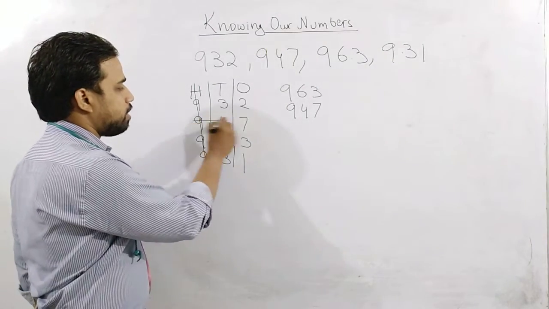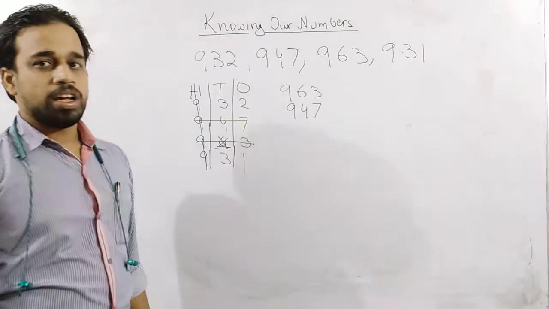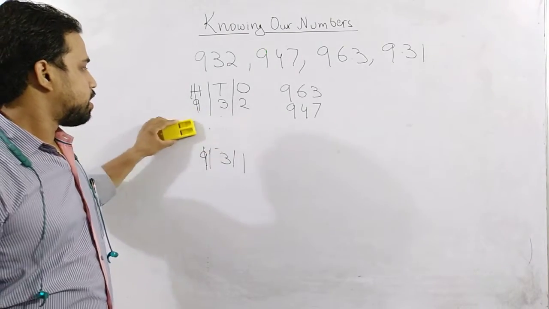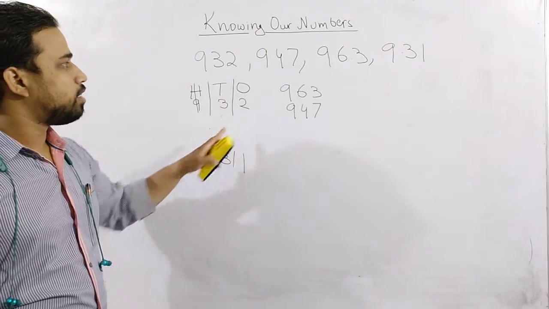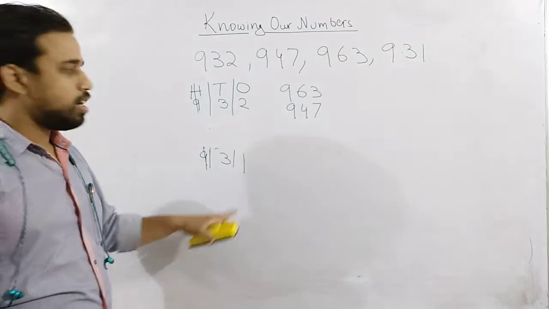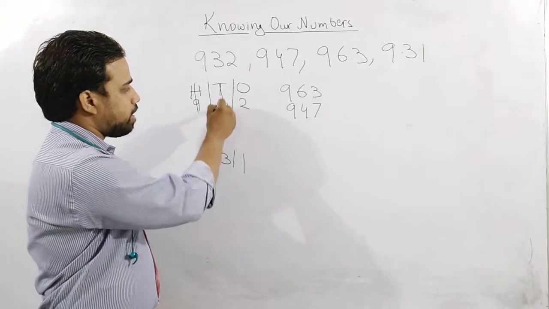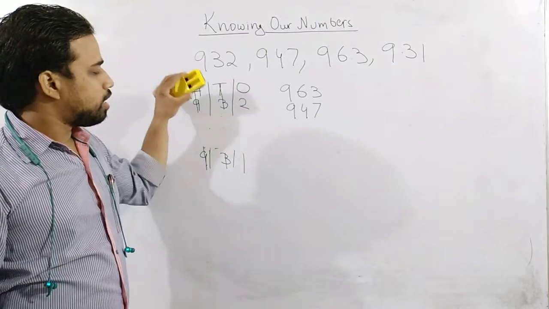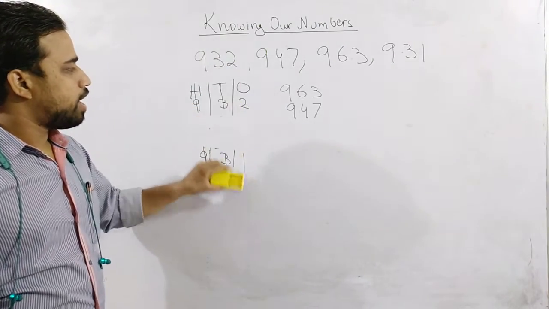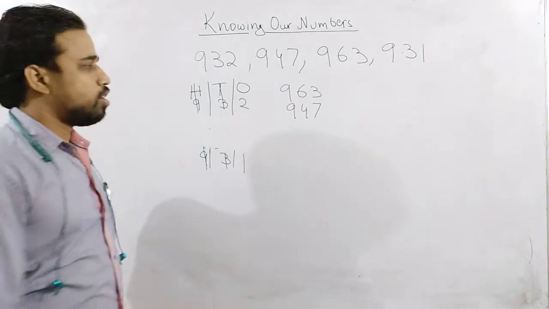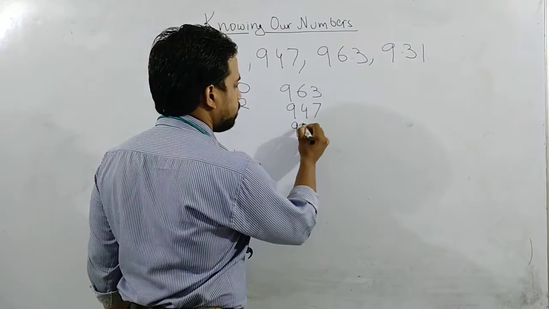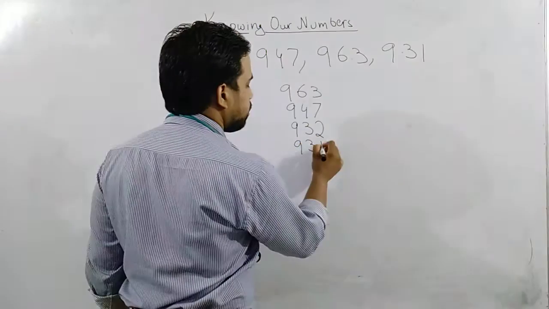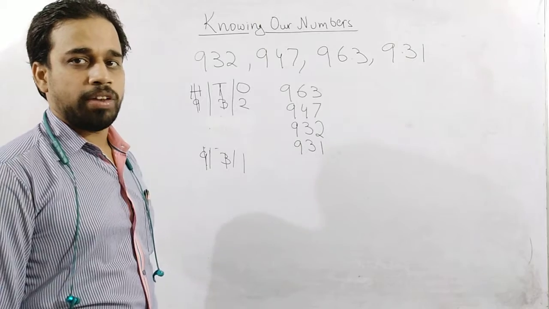Now we have eliminated one more number. Now we are left with 2, and those two numbers are 932 and 931. Now the 3s on the tens place are equal, so we will not see them. We will see the numbers on the ones position, and 2 is greater than 1. So the greater number will be 9, 3, 2. And the smallest number will be 9, 3 and 1.